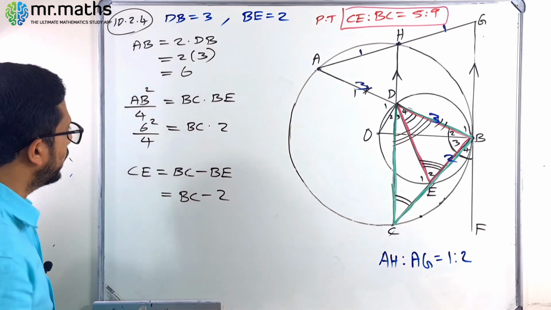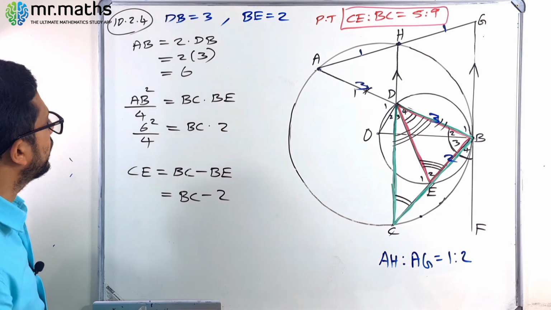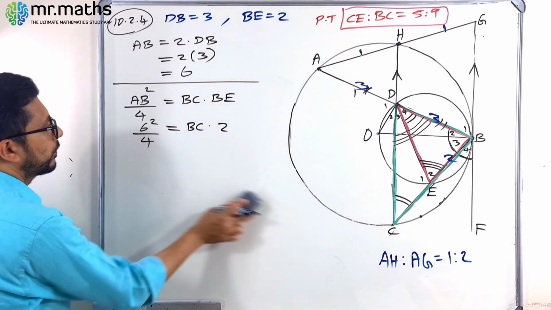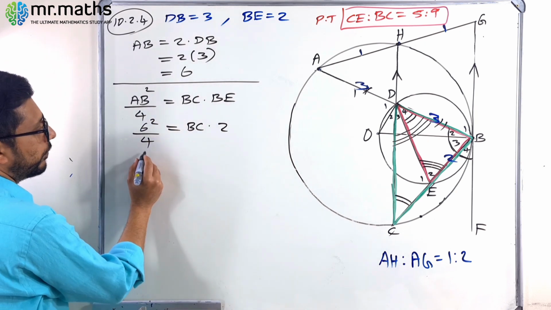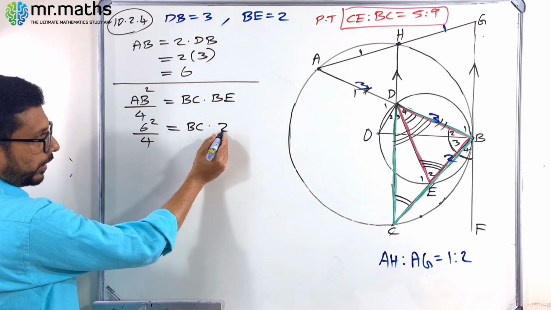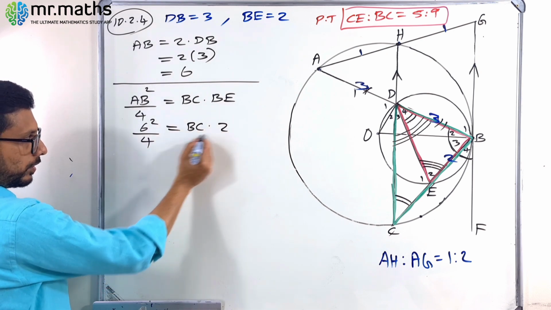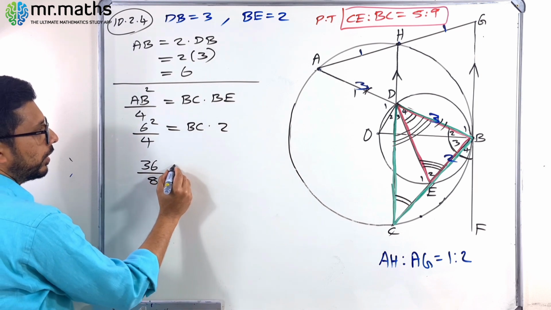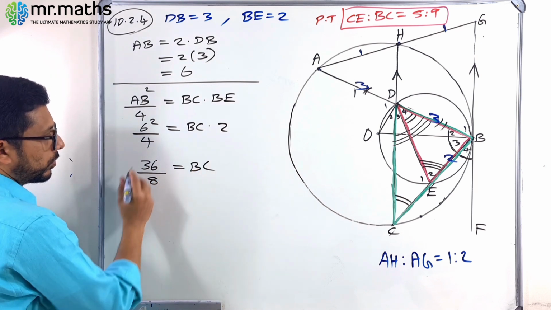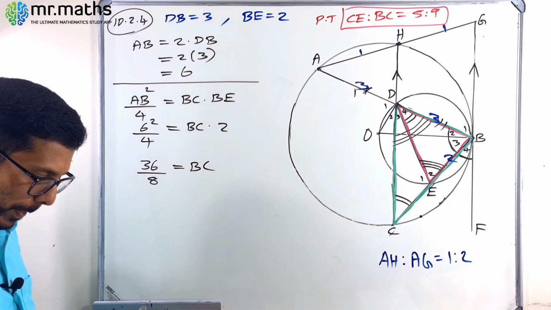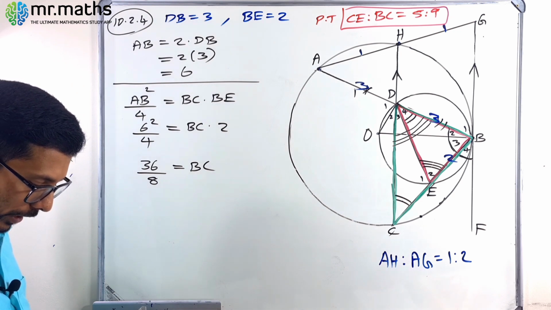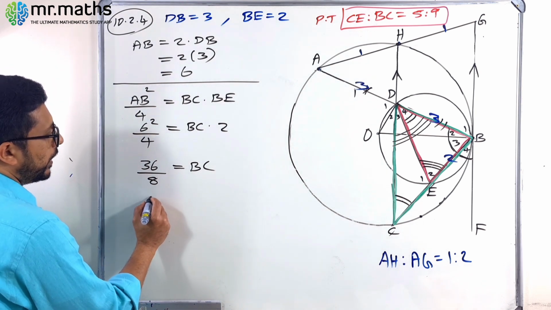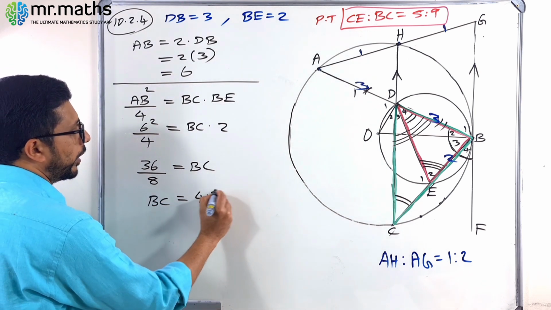This is the first step. So 6 square is 36 divided by 4. This 2 is multiplication, so if I take it to this side it is division. So it is 36 divided by 4 times 2, that is 8, is equal to BC. So 36 divided by 8, what is the answer? It is 4.5, so it means that BC is equal to 4.5.